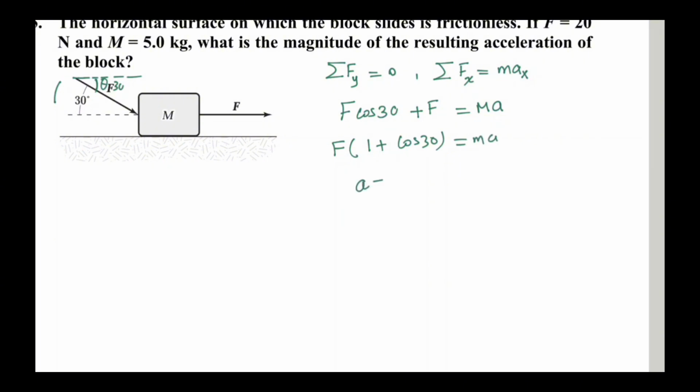So A in this case, the acceleration, is equal to 20 times 1 plus cosine 30, all divided by 5. In other words, the acceleration will be 7.46 meters per second squared.